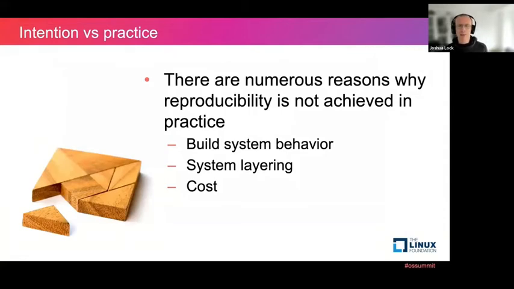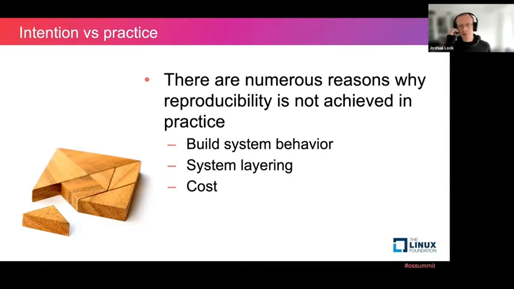So I mentioned intention versus practice, and there's several reasons why reproducibility is not achieved despite the intention. We're going to uncover these a bit more as we continue through the talk, but at a high level, the three main reasons are build system behavior. Most build systems that we as software engineers use today were developed in more innocent times, or perhaps with different priorities, a build system that prioritizes enabling new users to adopt an ecosystem quickly, for example. And these build systems capture states often with the intent of aiding debuggability, or just unintentionally capture some kind of state that has implications on the reproducibility of the build.